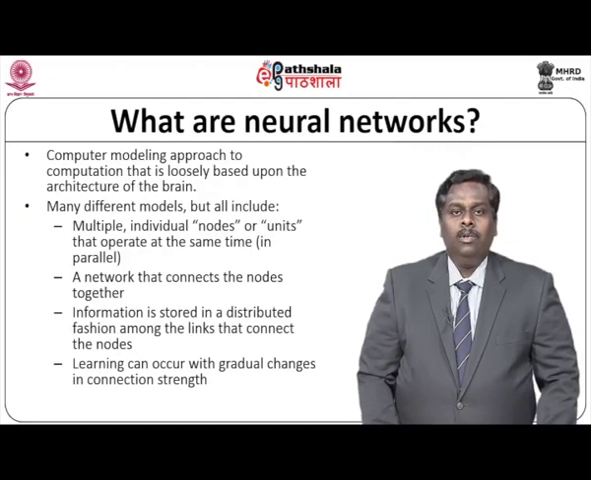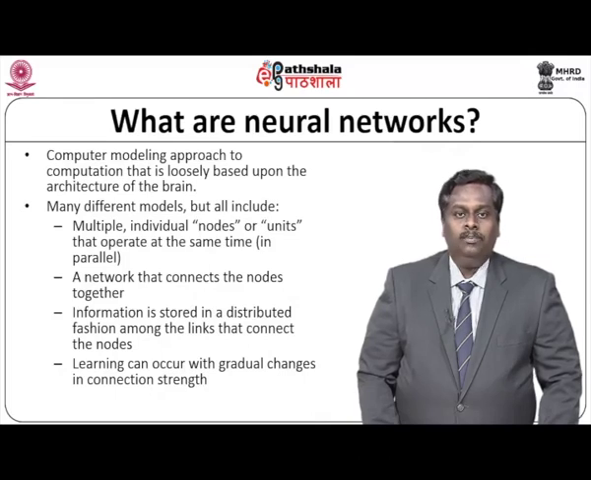To start with, we should first understand the basic computer modeling towards computational approaches. Normally, the computer modeling approach to computations is loosely based on the architecture of the brain, and this is especially so with respect to neural networks. There are many such models available, but all these models in general will have the following components. The first important component is multiple individual nodes or units that operate the same as the brain units, which are basically the neurons, and all these units operate at the same point of time, that is, in parallel.